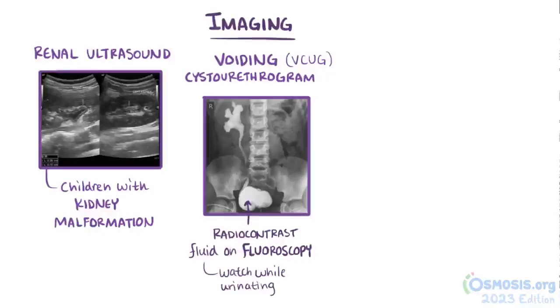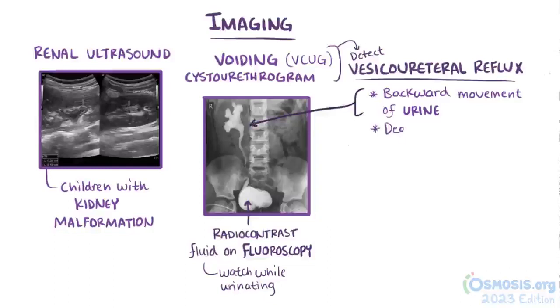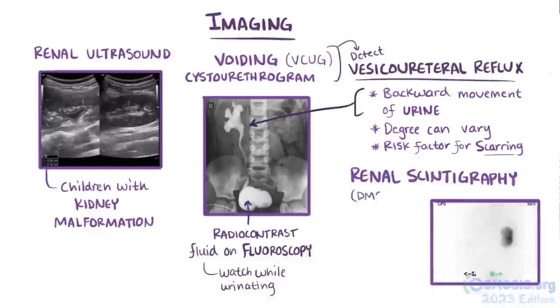And this is particularly helpful in children with severe or recurrent UTIs to detect evidence of vesicoureteral reflux, which is the retrograde movement of urine from the bladder back up into the ureters and kidneys. The degree of vesicoureteral reflux can vary, and it's an important risk factor for kidney scarring with a UTI. Finally, in some situations, renal scintigraphy using DMSA, which is a radionuclide, sometimes called a DMSA scan, can be used to detect evidence of kidney scarring.